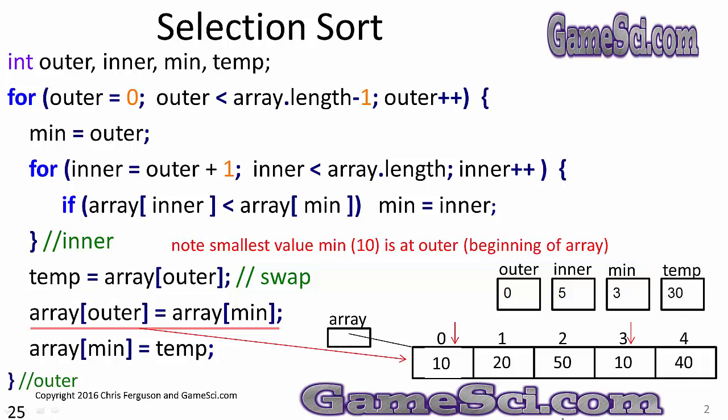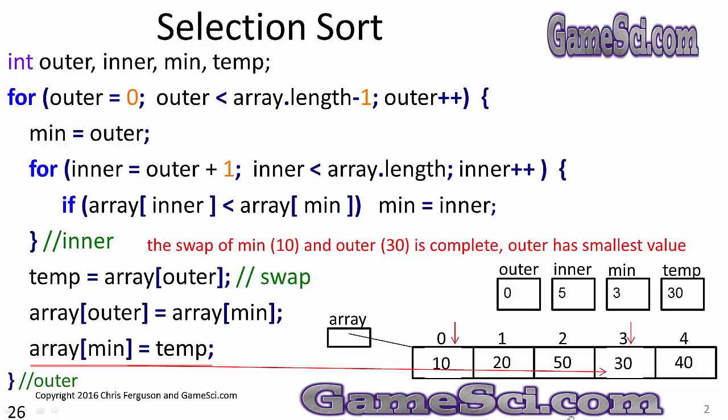While it's safely there, we can then move the 10 over. Array sub outer equals array sub min. We're going to move that 10. See that 10? It just moved down to position 0. It wiped out the 30 in position 0, but that's okay because we have it in temp. Temp contains that 30. Let's swap the minimum 10 with the outer position, which contained 30, and we have completed the swap. Outer has the smallest value.